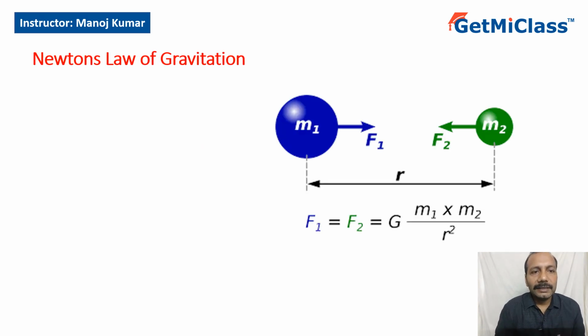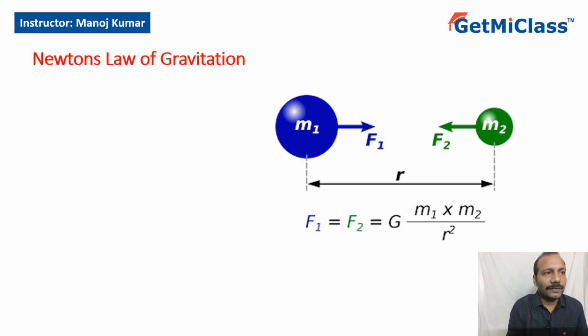Now let's start with Newton's law of gravitation. What does Newton's law of gravitation say? It says that if two masses are separated by a distance r, then the force between them is directly proportional to the product of the masses and inversely proportional to the square of the separation between them.